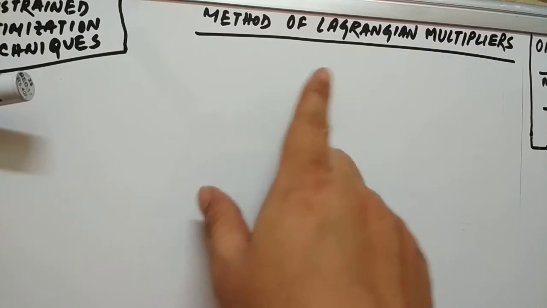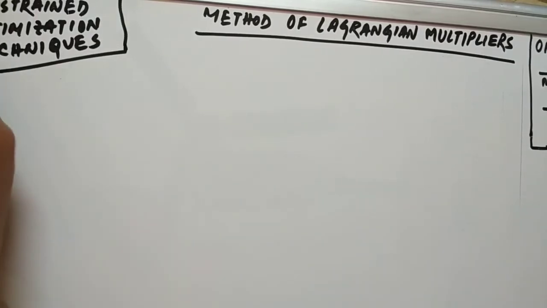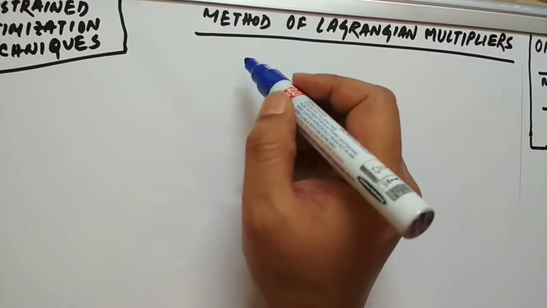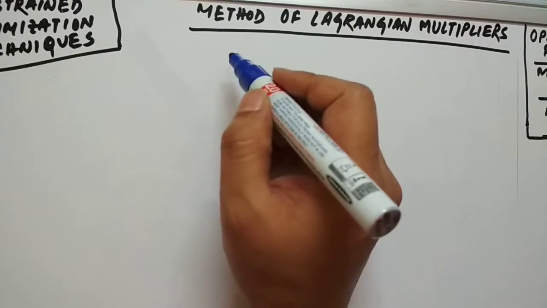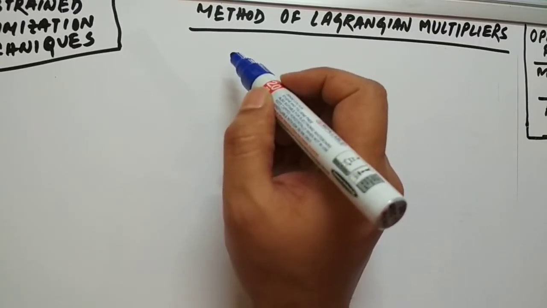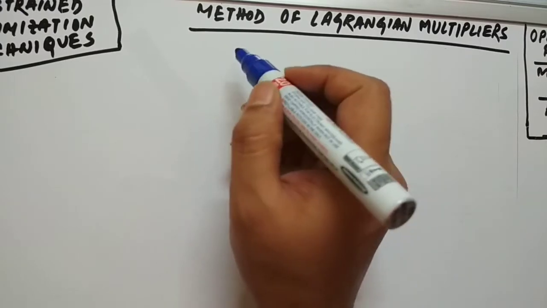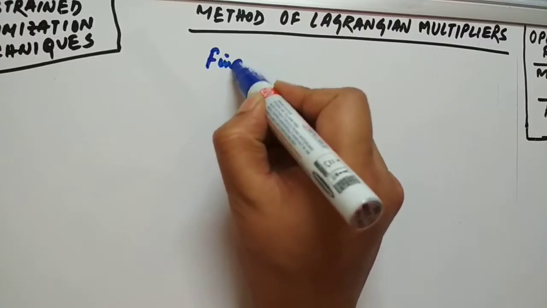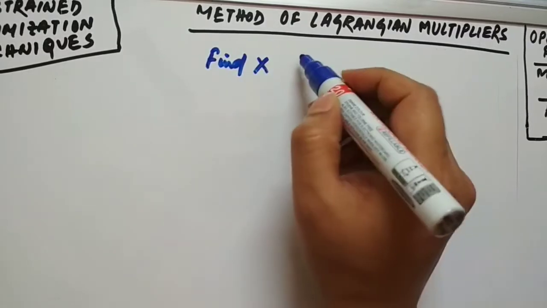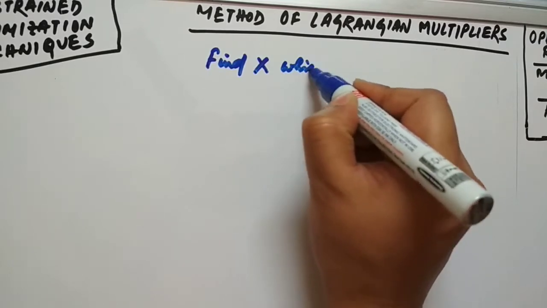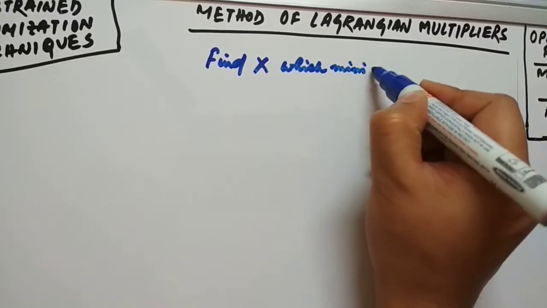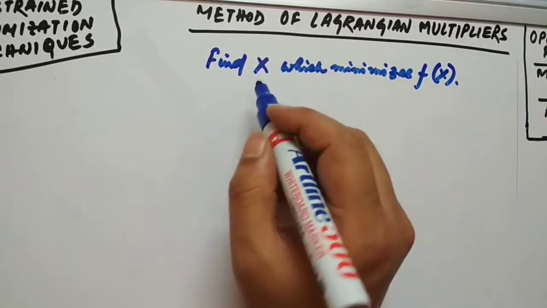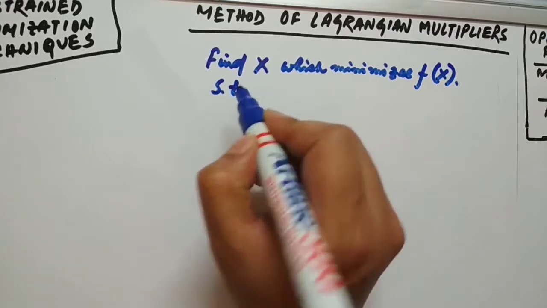Previously we have found a function which is of unconstrained type, but today we will have a problem with constraints. You already know what constraints are. You can see in my linear programming videos, you will have a concept of these constraints. Okay, so let us say we have to find x which minimizes function f(x). Now we have to introduce some constraints.